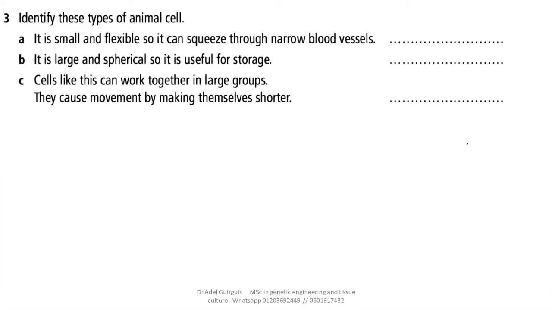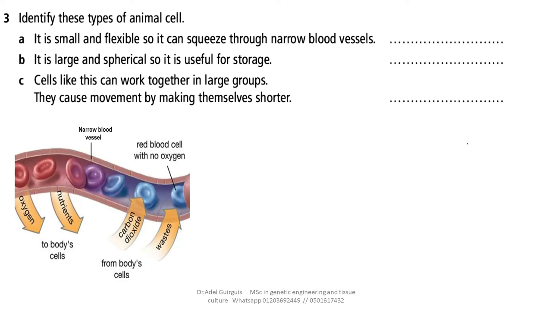Number three, identify these types of animal cell. It is small and flexible, so it can squeeze through narrow blood vessels. Which cell passes through narrow blood vessels, blood capillaries, which one? Sure, the smallest cells in your body are red blood cells. Look, the diameter, the lumen, the hollow tube of the capillary, only passes one red blood cell at a time, not two beside each other. This is a narrow blood capillary. Press your fingerprint, you see a change in color.